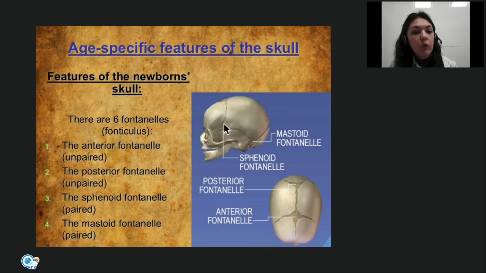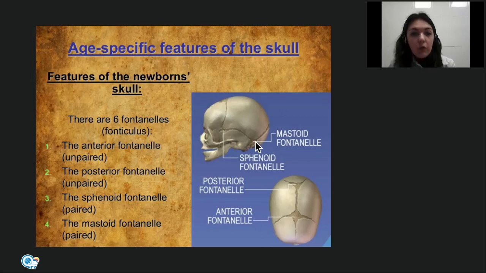It is unpaired also, and it is the minor fontanelle or triangular fontanelle. And there is also the sphenoid fontanelle, paired, that is located at the point of pterion. By the way, this point is named bregma, this is lambda, this is pterion. And the mastoid fontanelle is also paired. It is located at the point asterion, as far as I remember.